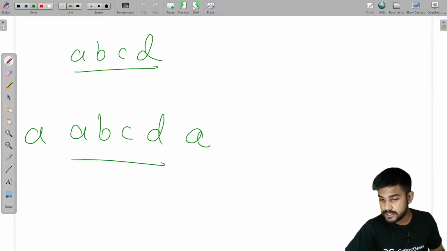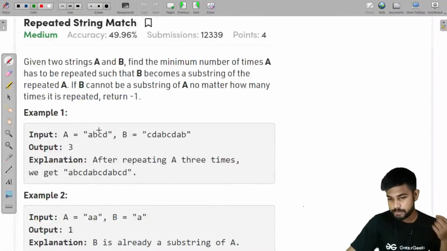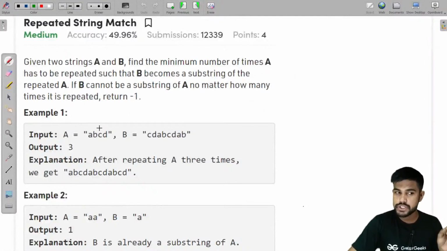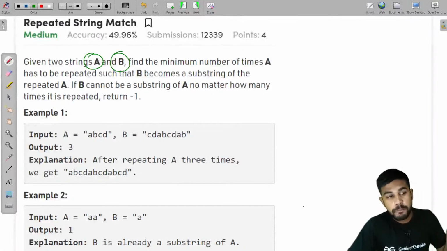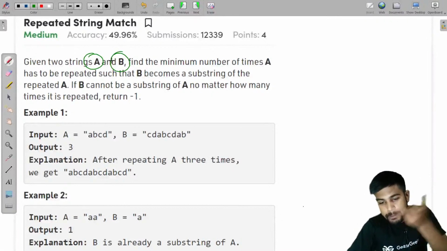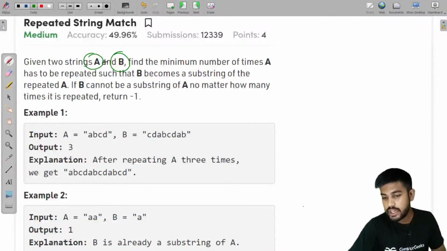I think we are clear till this. A student asks: the length of A is already given smaller than B, so how can B be a substring of A? I think you need to understand the question much better. Because we are given A and B, and we need to repeat A many number of times. That is given. It is a common problem that many people know.